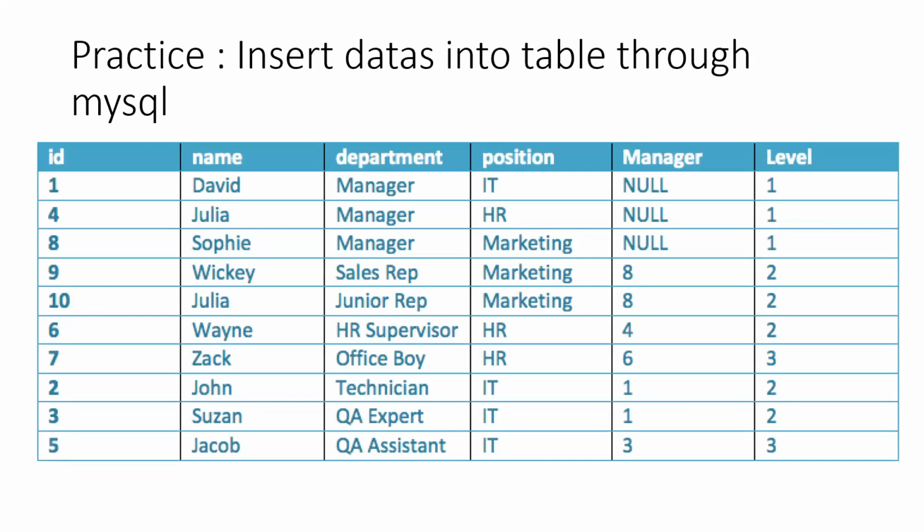You just see the table. How many attributes are available? ID, name, department, position, manager, level. There are 6 attributes available. Here ID is 1 2 3. For this type of table you can give the auto increment option on the ID attribute. Then you have to insert values for name, department, position, manager and level.